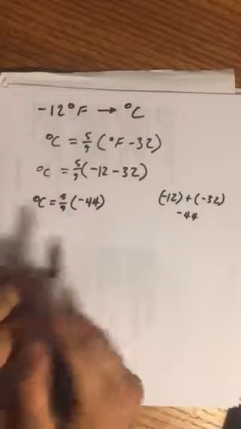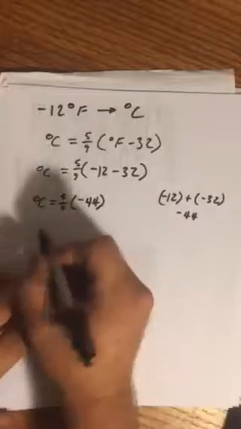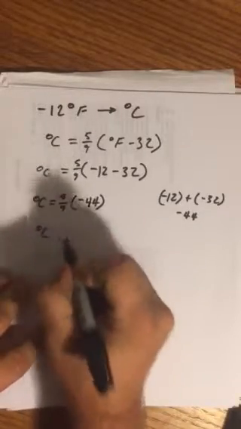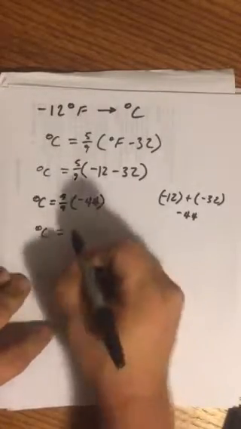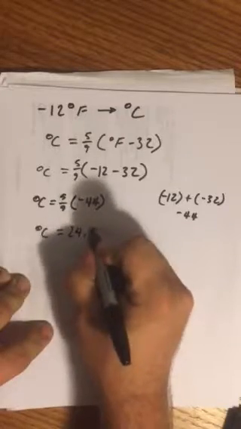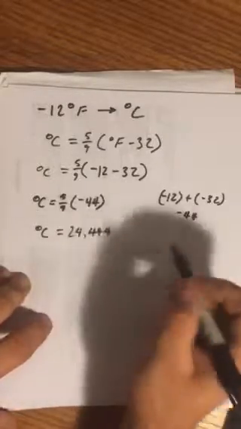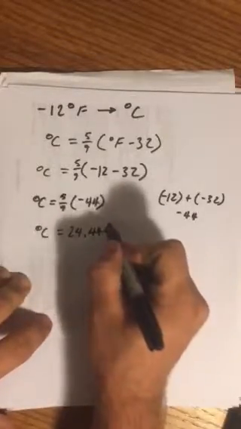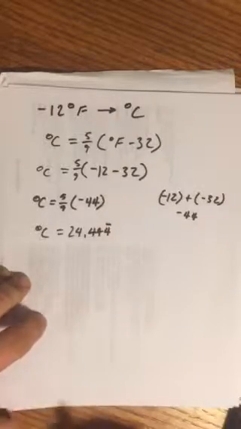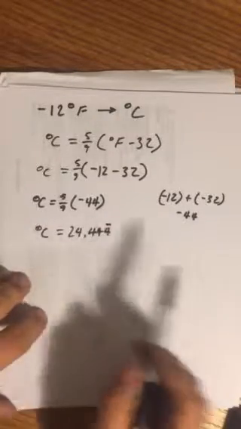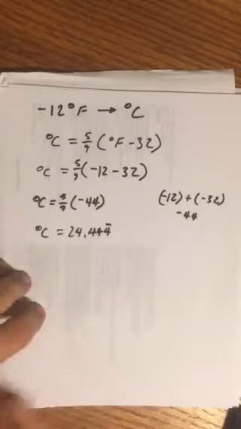And we're going to plug that into our calculator, and we are going to come up with the measurement in degrees Celsius is equal to 24.444, and so on. If you remember your notation, you can indicate a repeating decimal by a line over the digit or digits that repeat. And so this is 24.4 repeating.